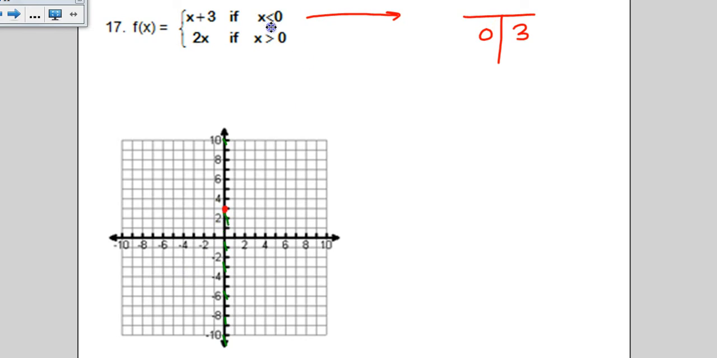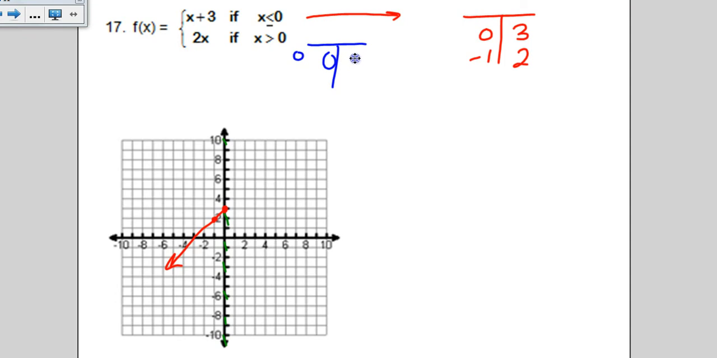Now for the top function I want to pick numbers that are smaller than 0. So the next number smaller I'm going to choose is -1. -1 plus 3 gives me a 2. So at (-1, 2) I've got a closed circle. There you go. Now for my bottom function, I have an open circle on the boundary line, so 0.